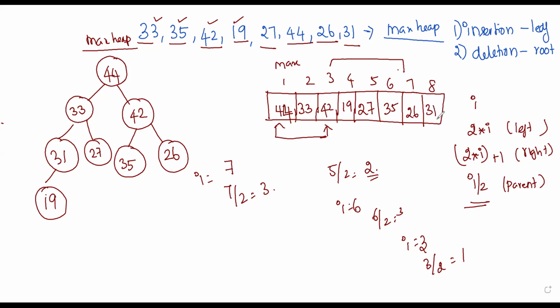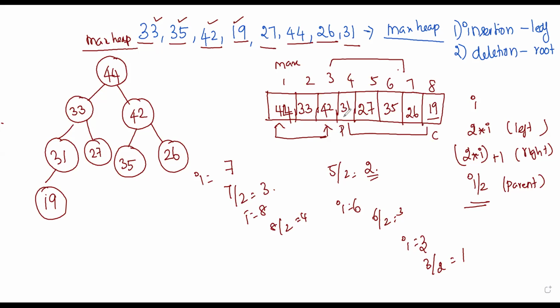Then is 31. 31 is inserted, so now i is equal to 8. 8 by 2 is 4. So this and this are parent and child. This is the child and this is the parent. The child should not be greater than its parent since it's a max heap. So swap it.